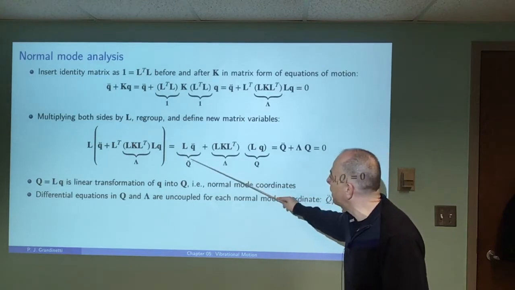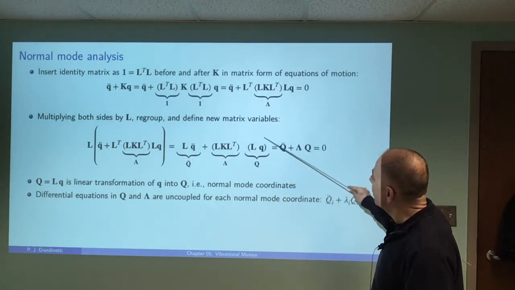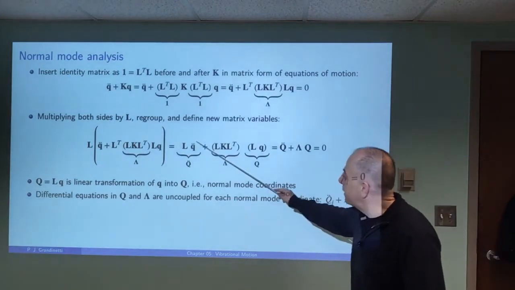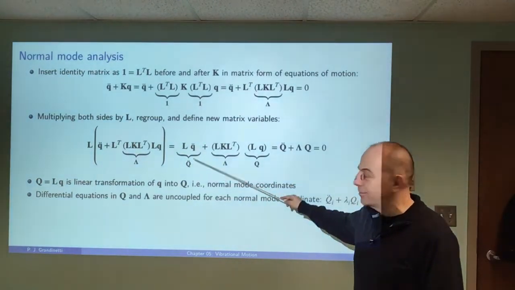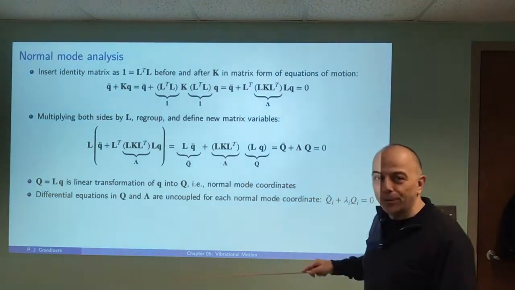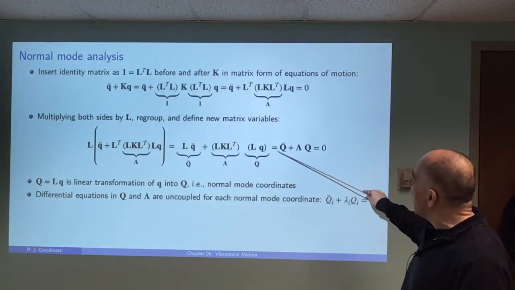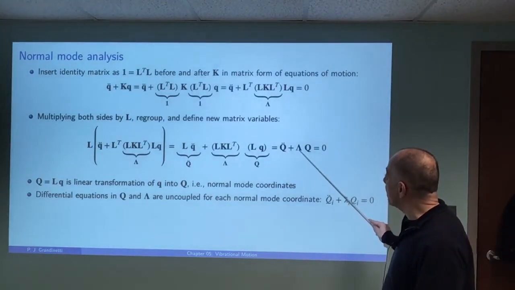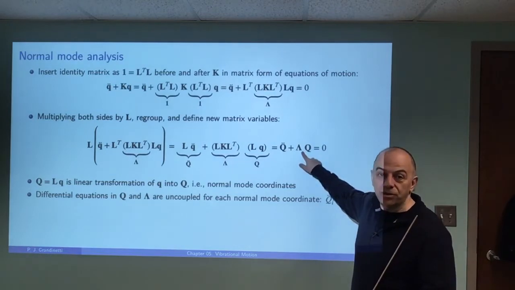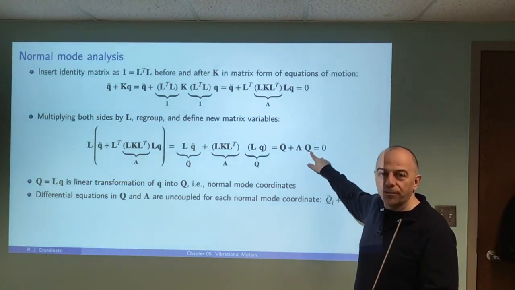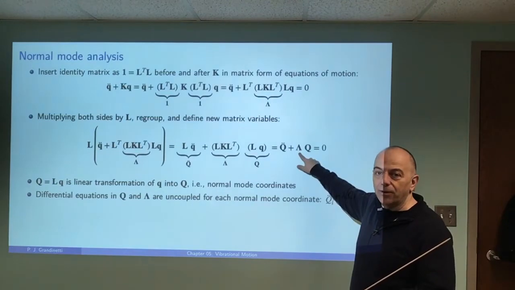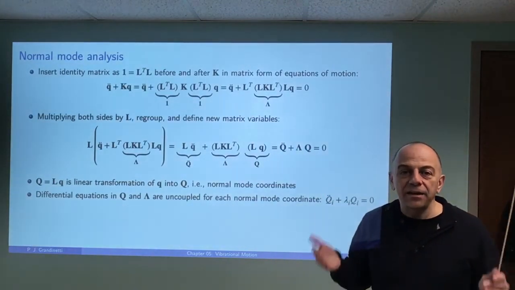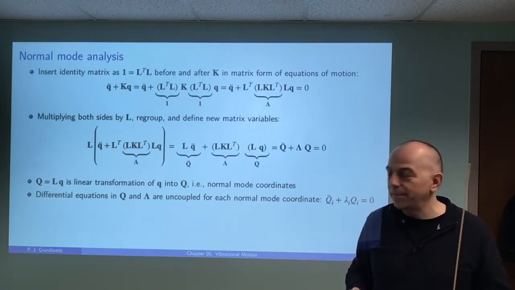And so when I write this all out, I'm going to do a redefinition here. I'm going to define L times lowercase q as capital Q. And similarly, L times double dot lowercase q is going to be capital double dot Q here. And this matrix equation, Q double dot plus a diagonal matrix times Q, if this matrix is diagonal, then this is going to describe n uncoupled differential equations.